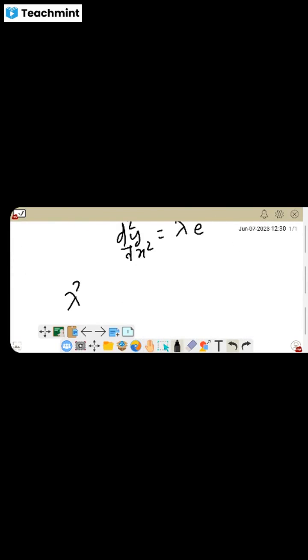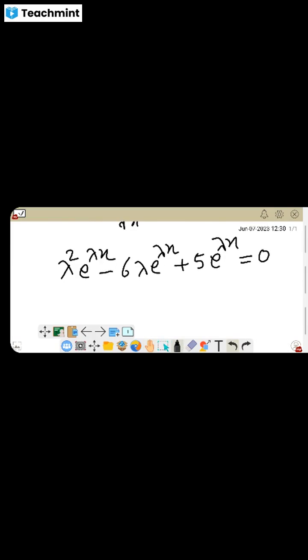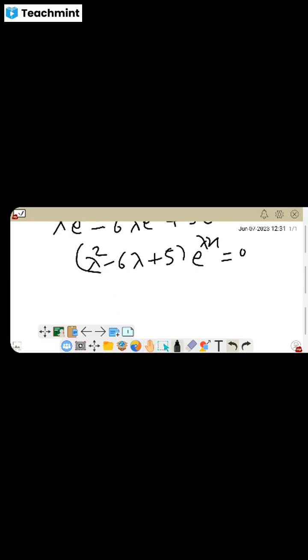So we have here lambda square into e to the power lambda x minus 6 into lambda into e to the power lambda x plus 5 into e to the power lambda x is equal to 0. Now take e to the power lambda x as common. So (lambda square minus 6 lambda plus 5) into e to the power lambda x is equal to 0. Then we have lambda square minus 6 lambda plus 5, and take this e to the power lambda x and just divide by 0. So you'll get 0.